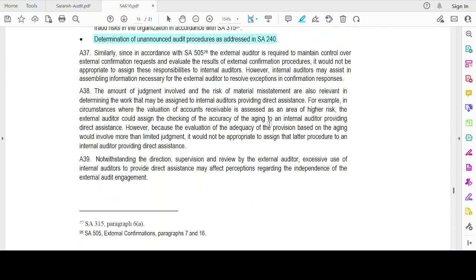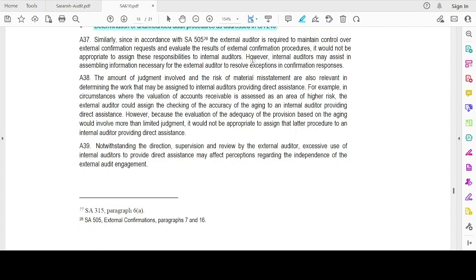Now, as per SA 505, the external auditor is required to send external confirmation procedures, right? So for that, I will not be able to get the help of the internal auditor. But for assembling the information, for segregating the information into those which are positive and those which are negative, I can take the help of the internal auditor.